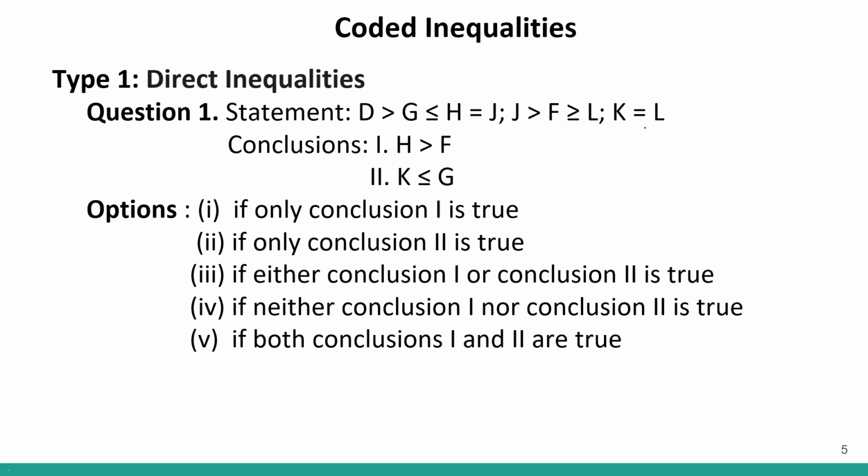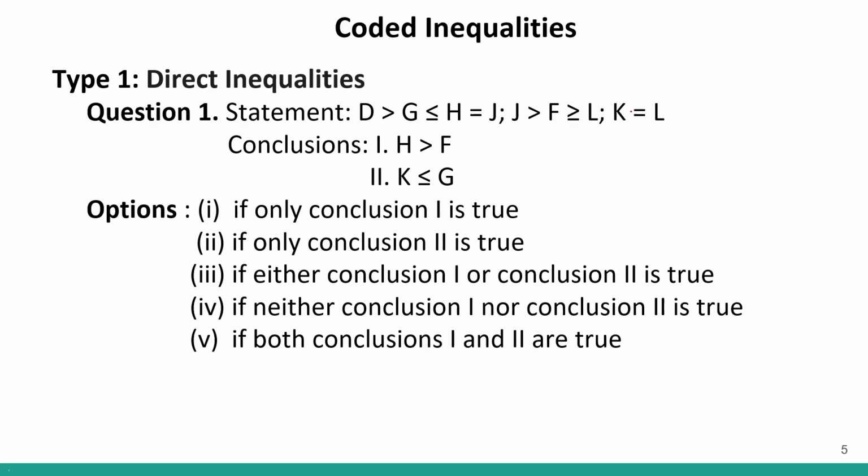This statement is given to us, which shows the relationship between D, G, H, J, F, L, K, these elements, right? And certain conclusions are given to us. These are the two conclusions. We have to identify which of the following conclusions are true based on this statement, correct?